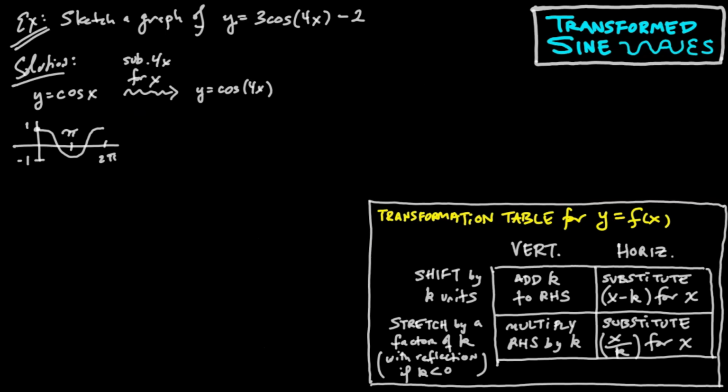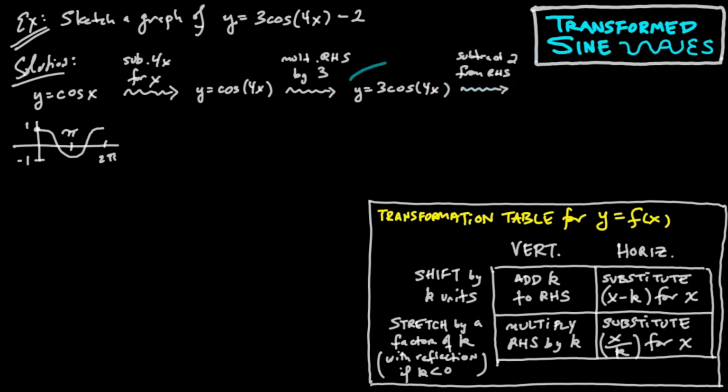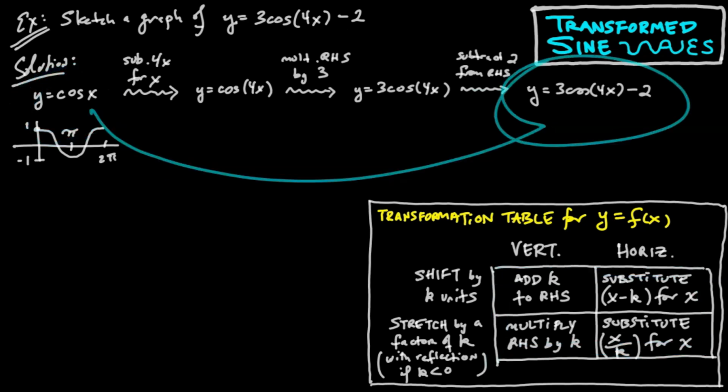So clearly what we want to do here is take this equation and multiply the right-hand side by 3, and then subtract 2. So I'll go ahead and write those two moves down. We'll multiply the right-hand side by 3, which turns this into y equals 3 times cosine 4x, and then we'll subtract 2 from the right-hand side, which will turn this into y equals 3 cosine 4x minus 2. And that is the target at which we were aiming. Good. So that means we have now specified a sequence of 1, 2, 3 algebraic transformations that takes plain old y equals cosine x to the equation that I want.